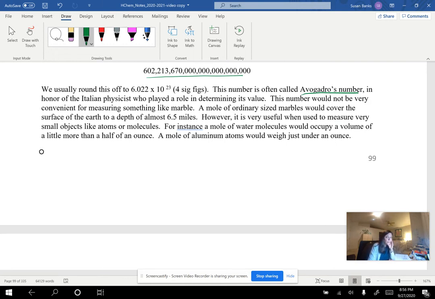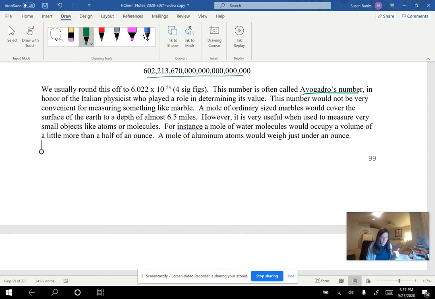He was a brilliant scientist. This number would not be very convenient for measuring something like marbles. A mole of ordinary sized marbles would cover the earth to the depth of about 6.5 miles. However, it's very useful when we measure very small objects like atoms or molecules. For instance, a mole of water molecules would occupy the volume of a little bit more than half an ounce, about a tablespoon. A mole of aluminum atoms would weigh just under an ounce.